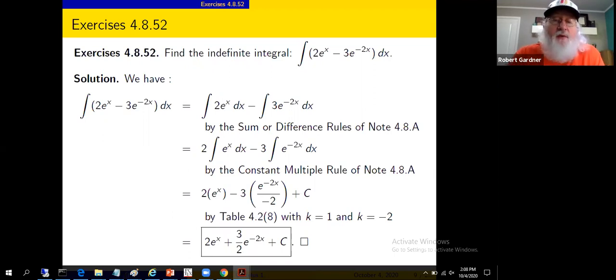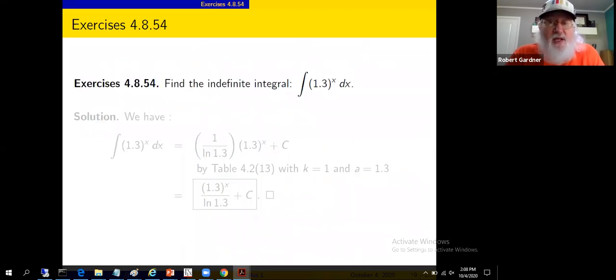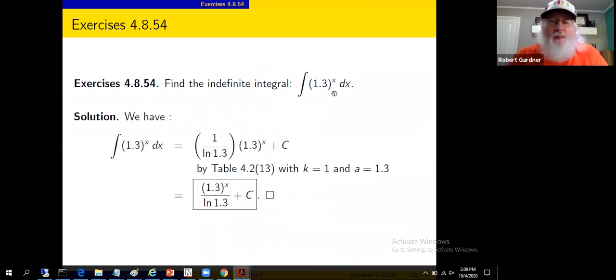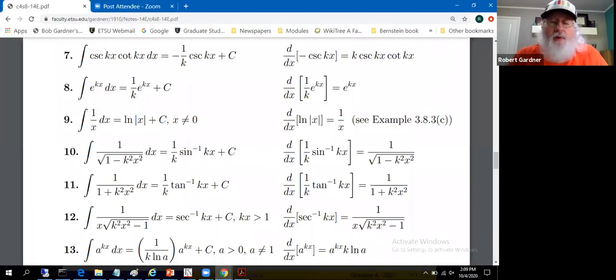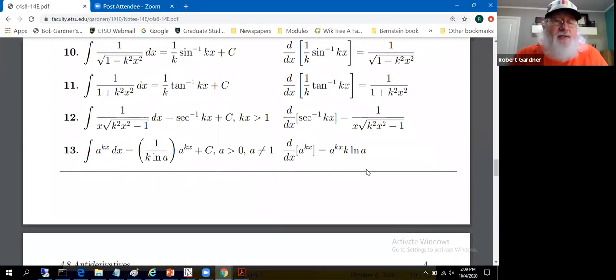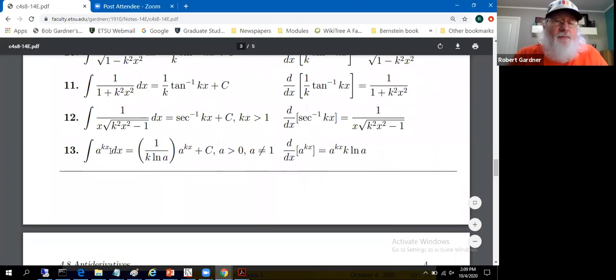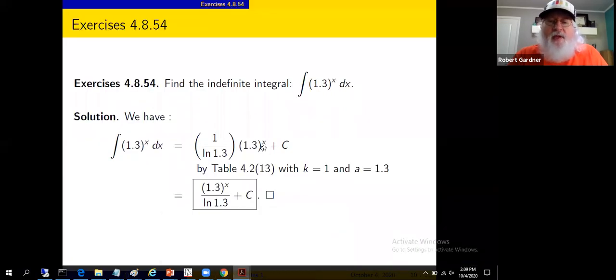So it's a matter of finding the integrand in the table. Here's an exponential, not base e. Integral of 1.3 to the x power. Okay, we got something in the table that deals with a to the x power. Apparently so. It's the last thing in the table. We've got a number to the kx power. Is that what we had? We don't have a k. We've got a, the base is 1.3, and the exponent's just x itself.